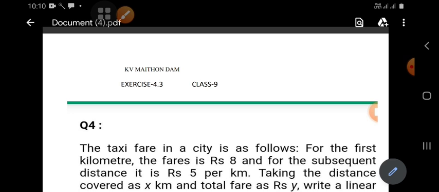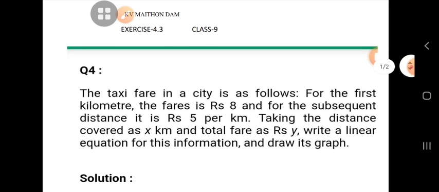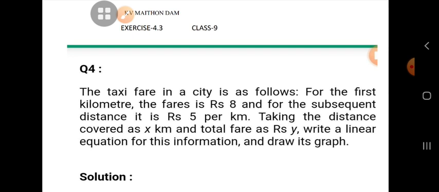Today I am going to solve exercise 4.3 question number 4 for class 9. First, I read the question. The taxi fare in a city is as follows. For the first kilometer, the fare is rupees 8, and for the subsequent distance, it is rupees 5 per kilometer. Taking the distance covered as x kilometer and total fare as y rupees, write a linear equation for this information and draw its graph.